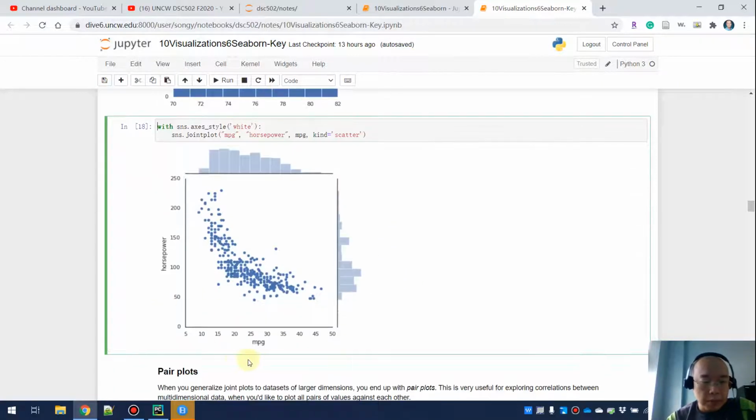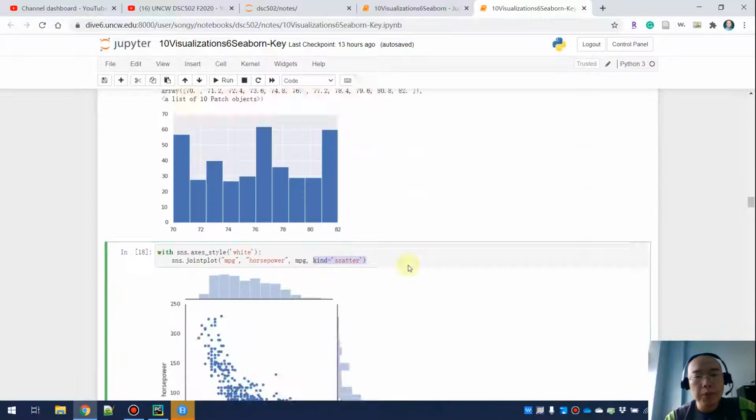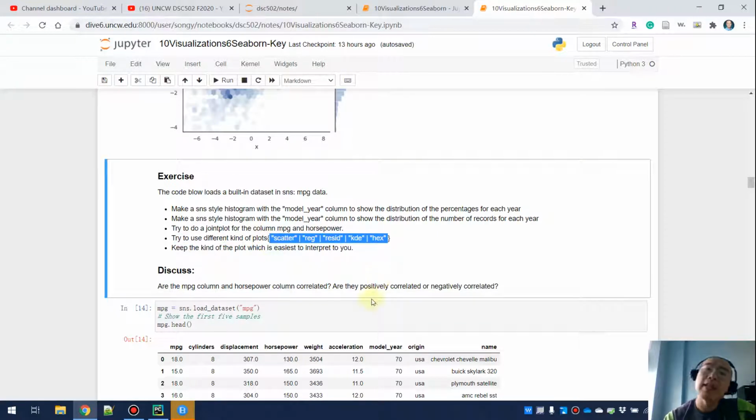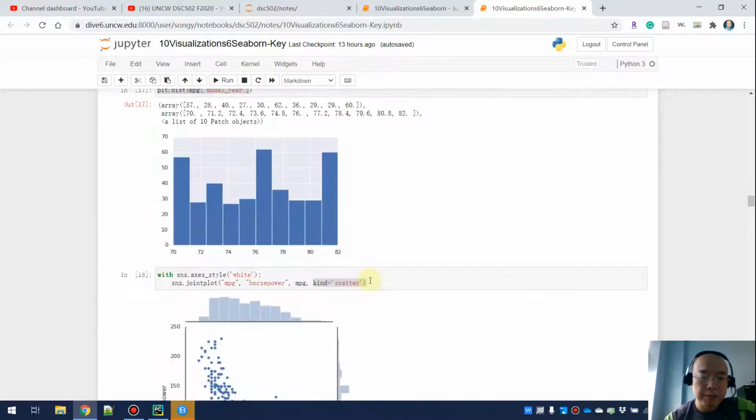Okay, so the MPG on the x-axis and the horsepower on the y-axis, and you are supposed to see something like this. And I'm using the scatter plot for this one. And if you want to do something different, here are a few other choices. Okay, you can try them one by one and let me know which one you like the best. Well, personally, hexagons is my favorite.